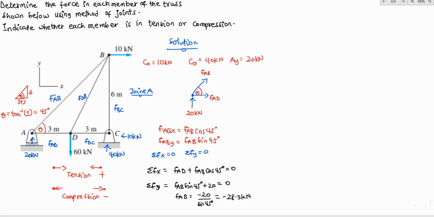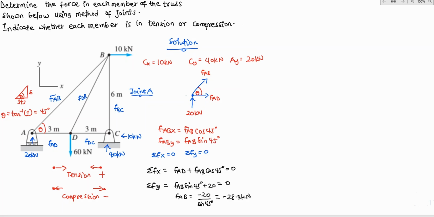So you see that at first we considered FAB to be in tension because it was pulling away from the pin, but at the end we got a negative answer, which means that it is rather in compression, which means that it is pushing towards the pin. So the direction that we chose was not the actual direction, but you are going to indicate this at the end of the solution. So let's take note of that.